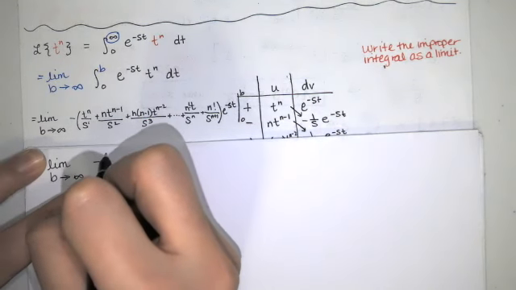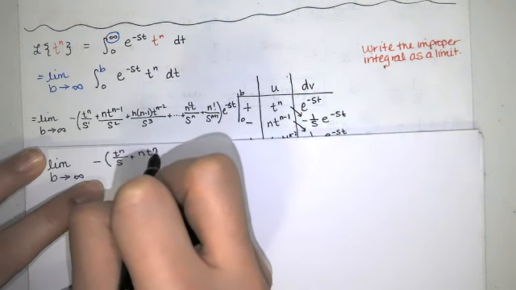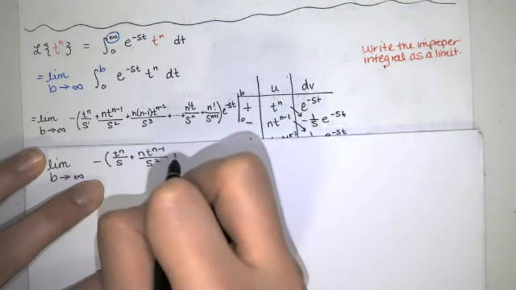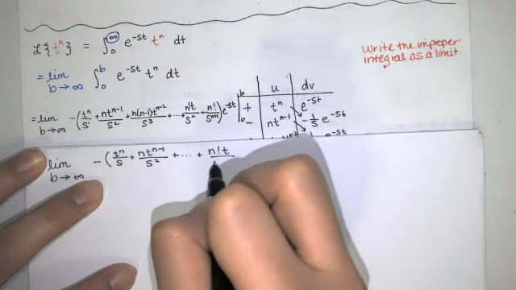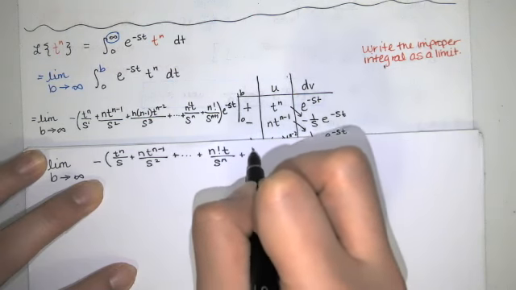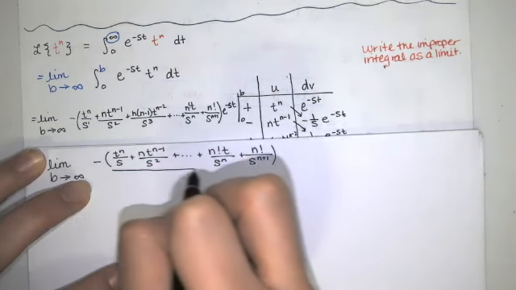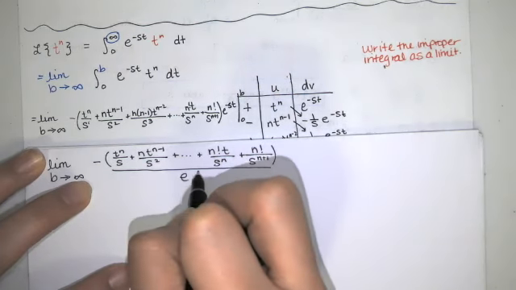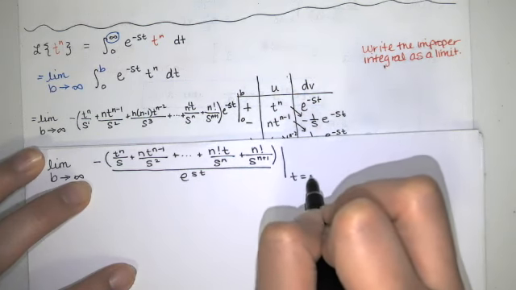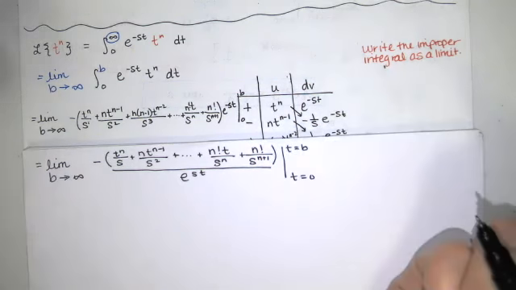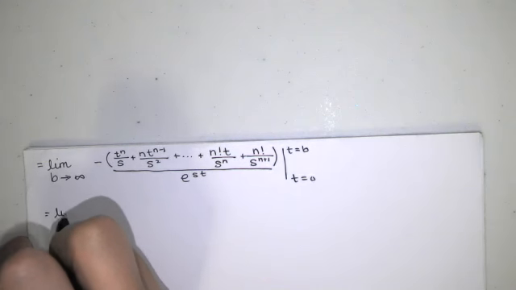So I have negative t to the n over s plus n times t to the n minus 1 over s squared, and so on. Then you eventually have n factorial times t over s to the n, and then n factorial over s to the n plus 1 times the exponential, which I'm going to write in the denominator. And we evaluate from t equals 0 to t equals b. At t equals b, this is what we get.